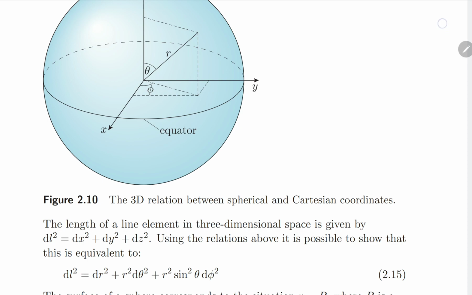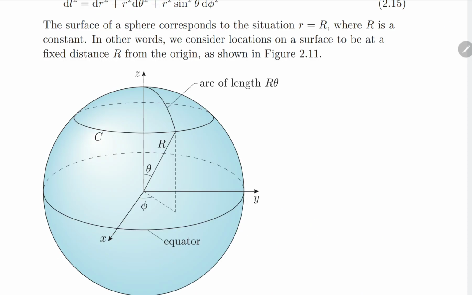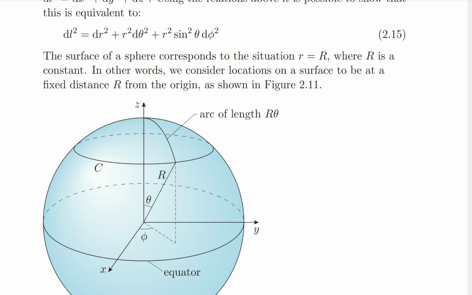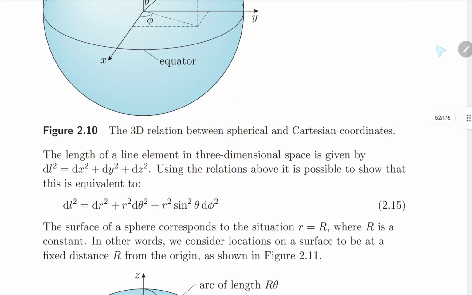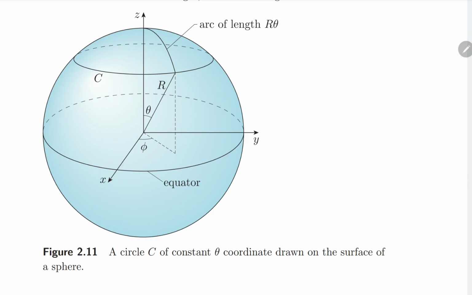Equation 2.15. The surface of a sphere corresponds to the situation where r equals big R, where big R is a constant. In other words, we consider locations on a surface to be at a fixed distance r from the origin, as shown in figure 2.11. Arc of the length r theta. A circle C of constant theta coordinate drawn on the surface of a sphere.